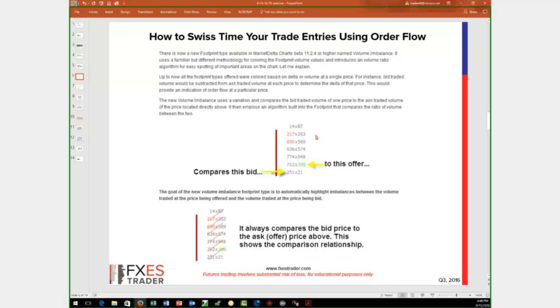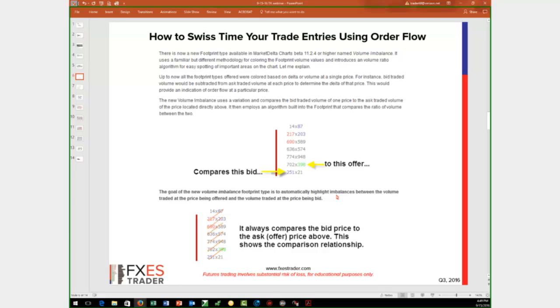So going through, just comparing the offer to the bid. It's almost a diagonal relationship. Really, the goal of the new volume imbalance footprint is to automatically highlight imbalances between the volume traded at the price being offered and the volume traded at the price being bid. So this will make more sense when we get into the software, but I want to cover the basics first. So it really always compares the aggressive aggregate total price to the ask or offer. So this shows essentially the comparison. The key here being you want to see a larger percentage of one versus the other.